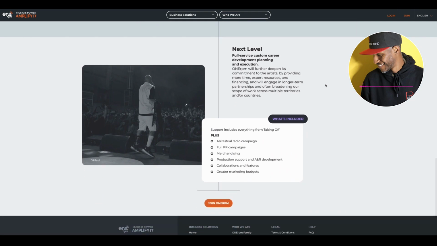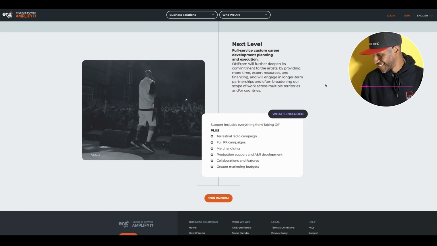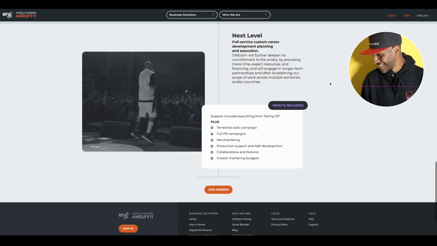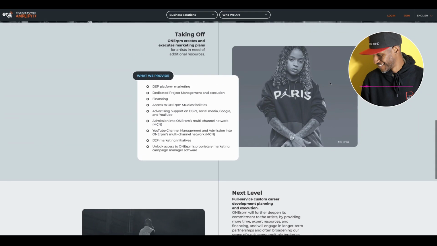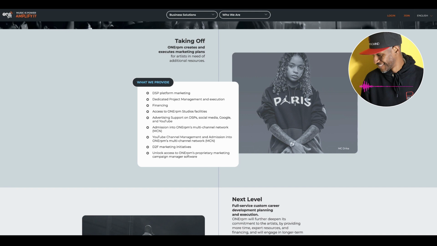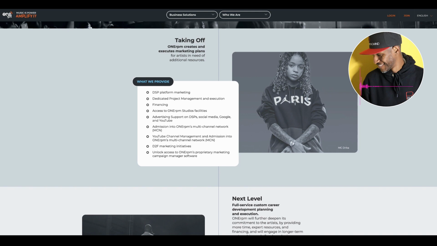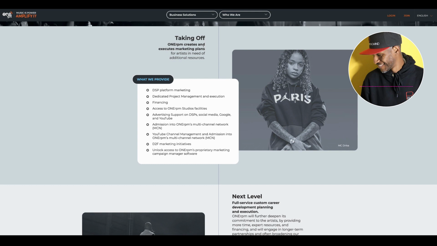Next level: terrestrial radio campaigns, full PR campaigns, merchandising, production support, and A&R development. So it's a lot they do for you if you are at a certain level. If you are an artist at that semi-established level, OneRPM is functioning like label services pretty much. So they will do a lot for you. Now at this tier, you're comparing them to an AWAL or an Empire or something like that, The Orchard.